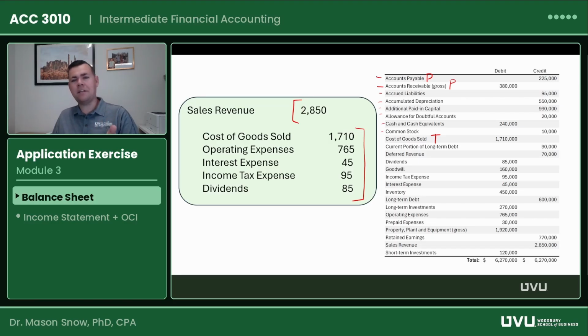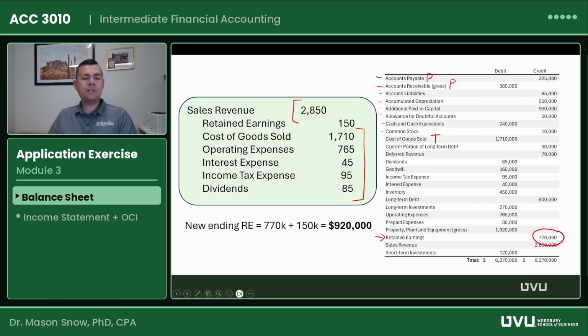When you take 2850 and subtract out all of those credits in this journal entry so far, we still need $150,000 of credits to make this balance. So retained earnings is going to increase as a result. And that makes sense, right? If our sales exceeded our expenses and dividends, then that's going to lead to an increase in the overall equity of the company. If retained earnings is increasing by $150,000, we can go down in the trial balance, find retained earnings, and see that it ended with a pre-closing balance of $770,000. When we add $150,000 to that, we have a post-closing balance of $920,000.